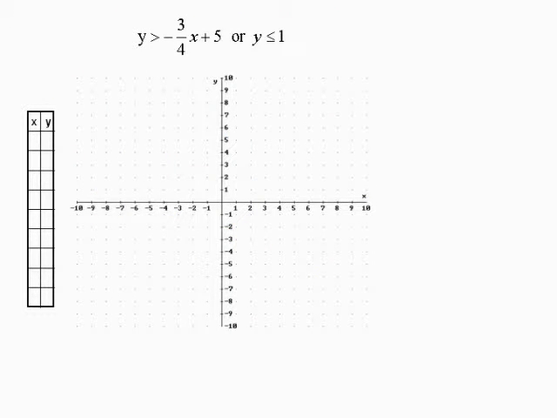Let's try another one, but let's use the word or between them this time. Now remember, or is totally different than and. Or, if you remember from earlier lessons, uses that union symbol. Union does not mean what they have in common. Union, remember, means combine everything together. So I'm going to write that, combine everything together. So you are going to shade everything that works for both of these two lines.